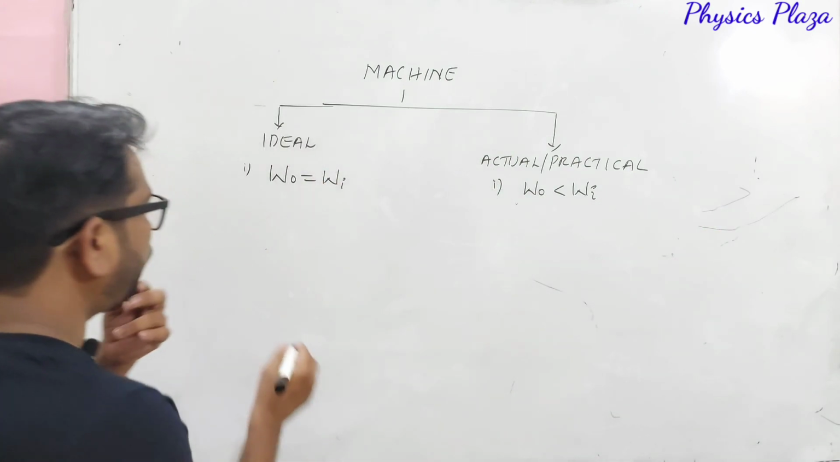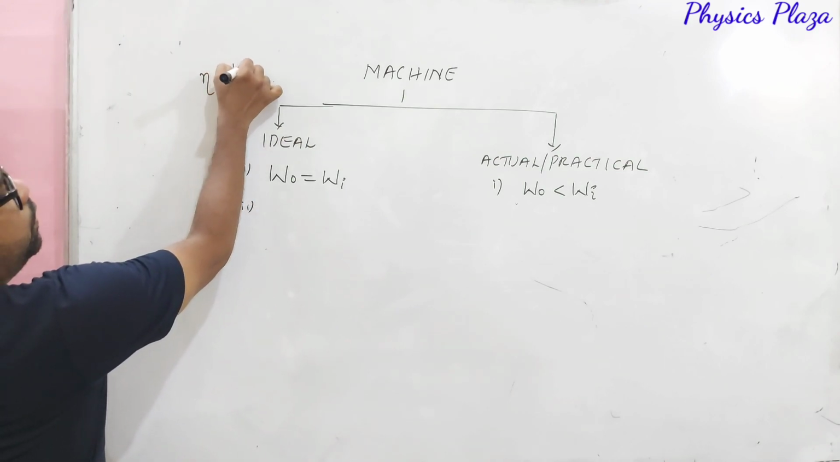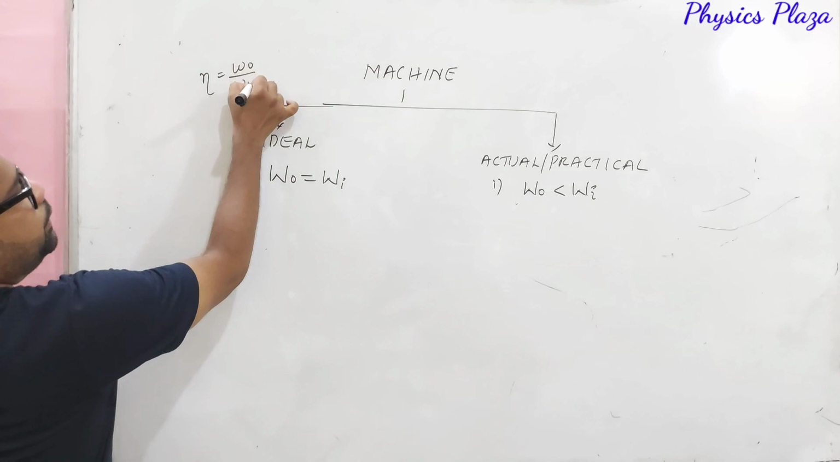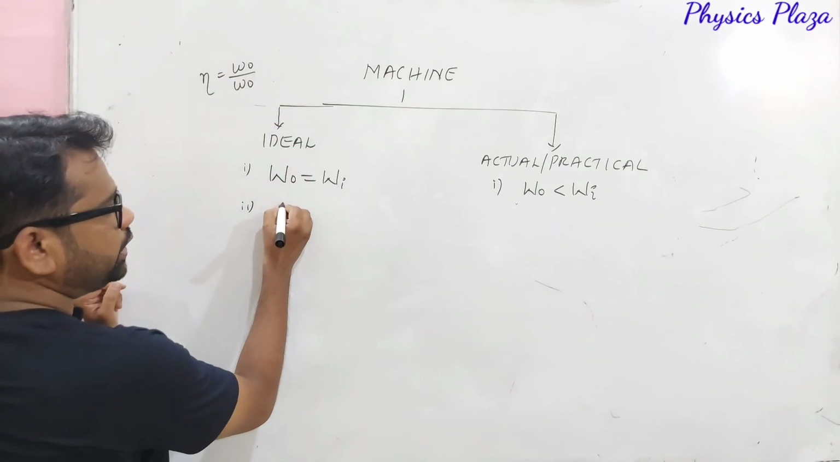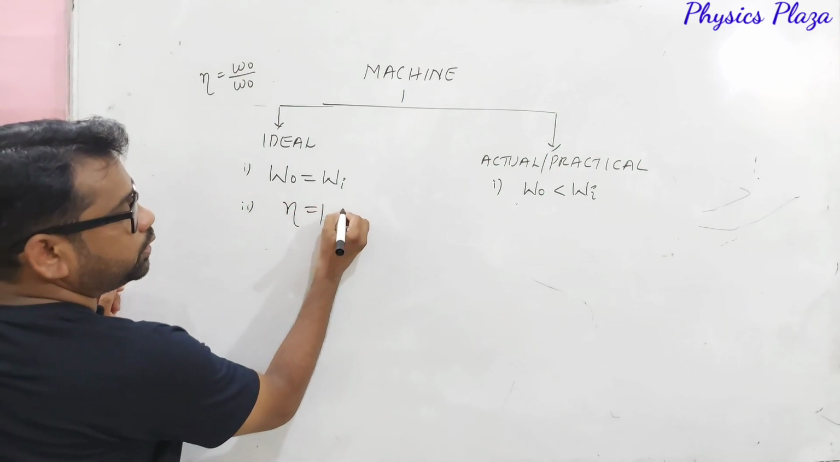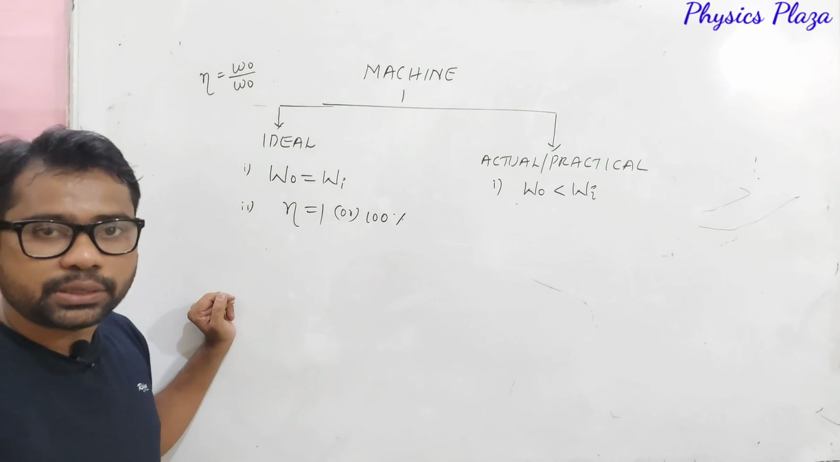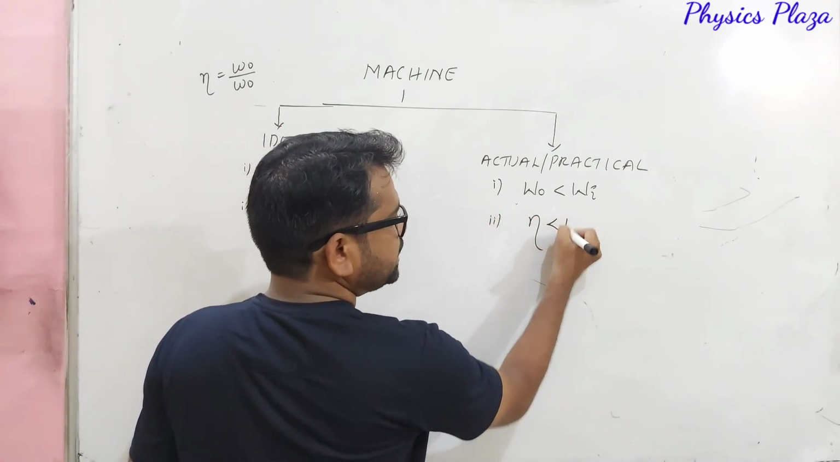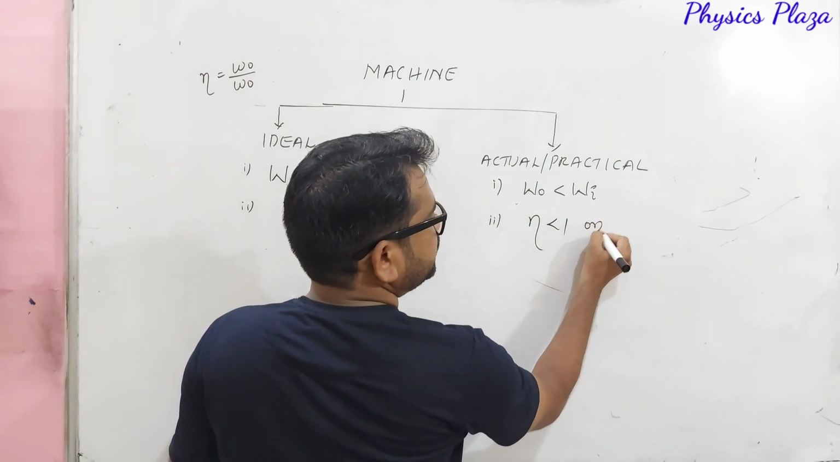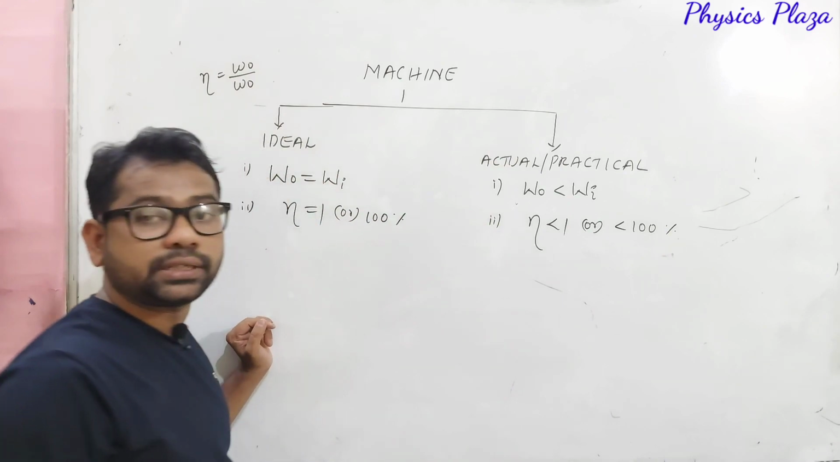Okay, fine. Now whatever its efficiency, dear children, we know that efficiency is equal to work output by work input. So in the case of an ideal machine, work output is equal to work input. So efficiency is always equal to 1, or we can say it is 100%. Whereas here, dear children, efficiency is always less than 1, or we can say it is always less than 100%.